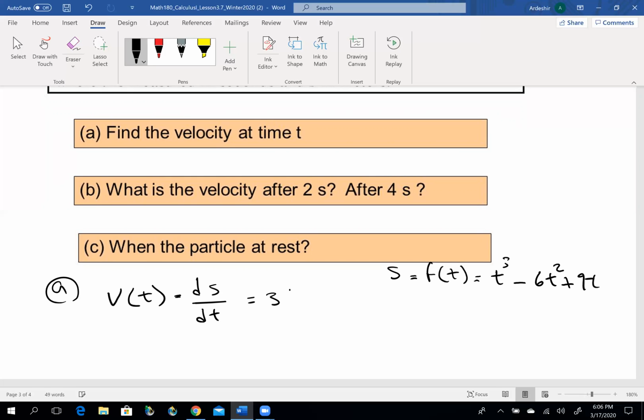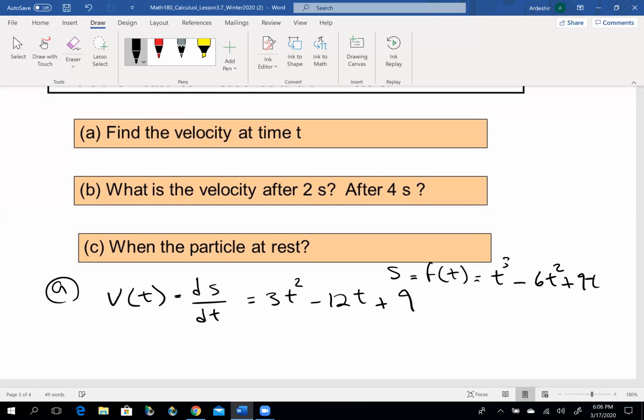3t squared minus, and then 6t squared. So again, if I take a derivative of 6t squared with respect to t, it's going to be 12t. And then finally 9t, if we take a derivative of 9t, is simply 9. So the velocity at time t is going to be 3t squared minus 12t plus 9.